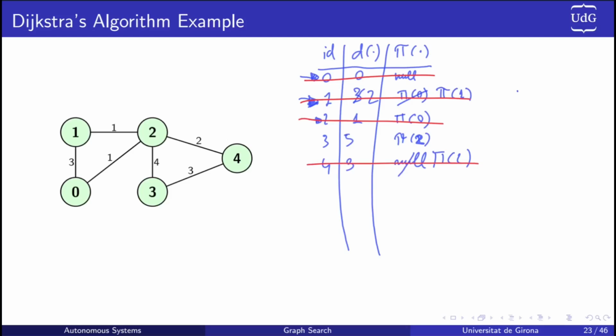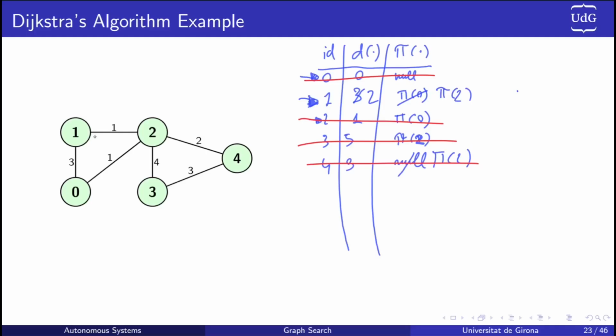Node 3: all the neighbors are already removed from the queue. Then I'm done. Finally, what is my policy? Sorry, this is not correct. This is a 2, eh? This is a 2.